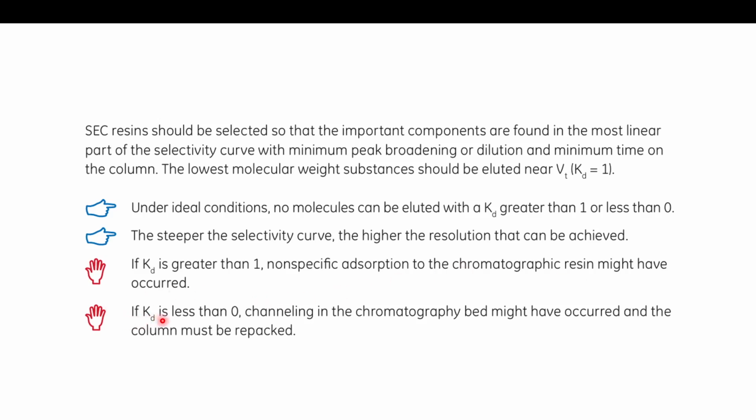And if Kd is less than 0, then there might have been channeling in the chromatographic bed, and the column must be repacked. What happens is there is no separation. The pores might have been broken or broadened, so that a particular channel has formed in between, and your sample can easily pass through the column. In those cases, you will get a distribution coefficient of less than 0.